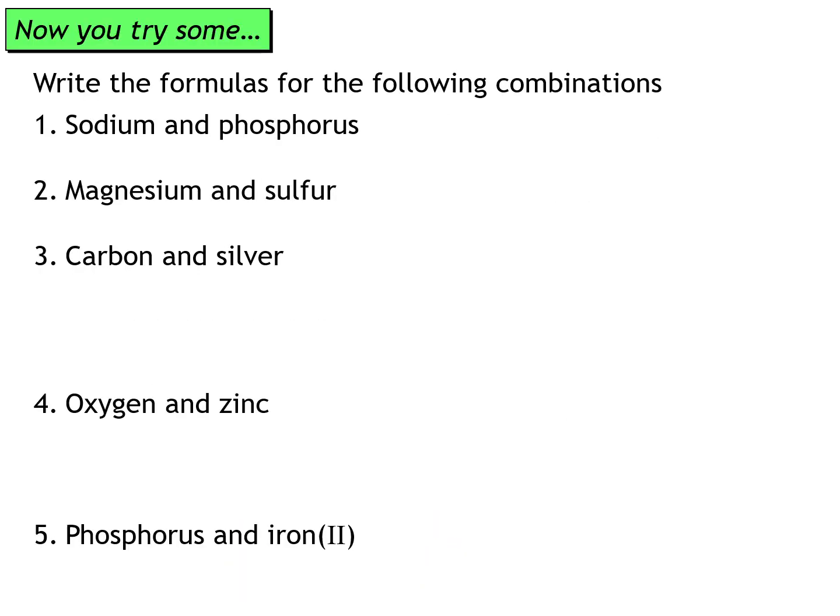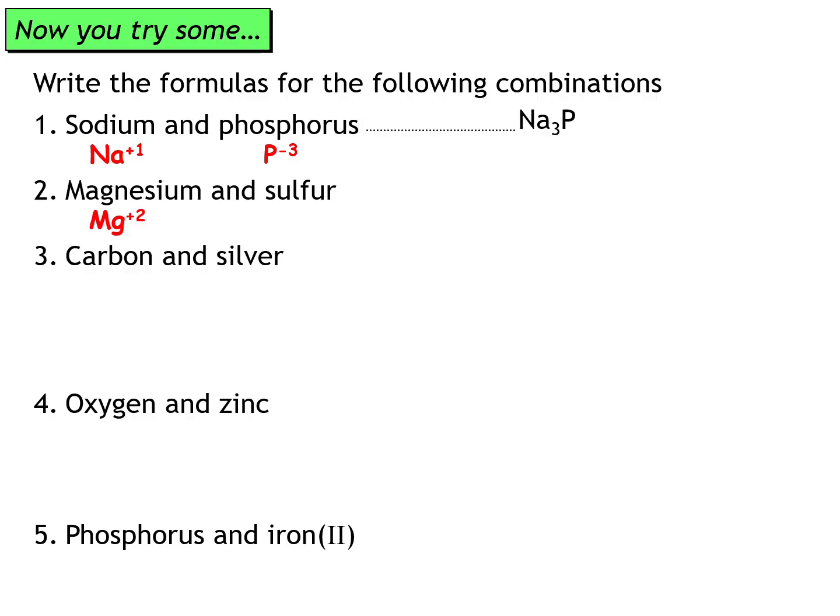All right, so now we got some more practice problems. So we have to say, all right, well, formulas for the following combinations. We have sodium and phosphorus. So sodium's in group 1. Phosphorus is -3. So you do the swap and drop, and you say that would be Na3P.